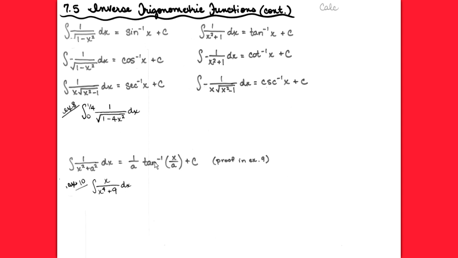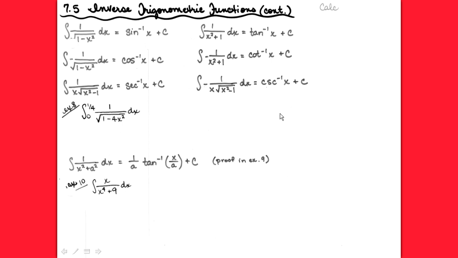When I look at example 8 and I'm trying to figure out which one of these formulas is most appropriate, the first thing I notice is that I have a radical in the denominator. Up to this point, we probably know maybe 30 different integration formulas. There aren't going to be many of those that would have a radical in the denominator. So that would be a way for me to narrow it down to perhaps my inverse trig formulas, right?